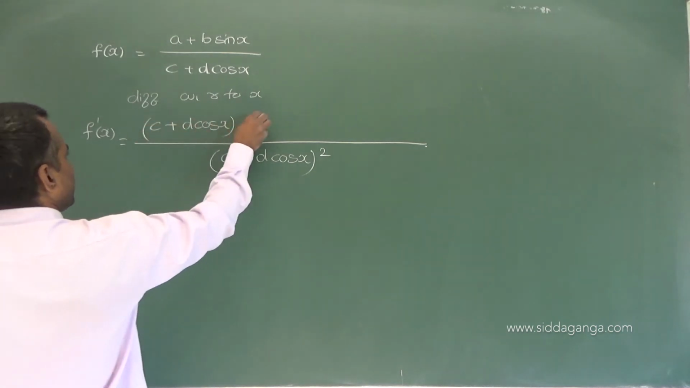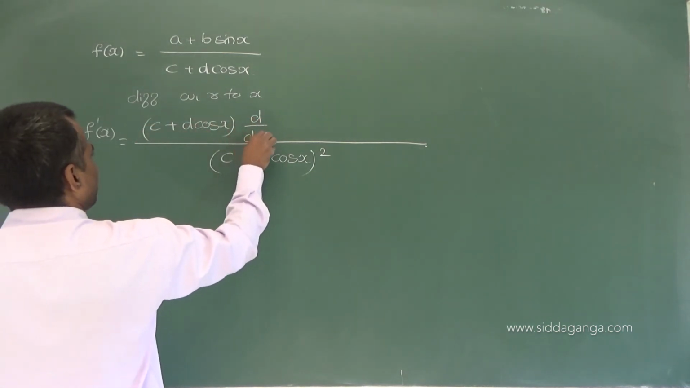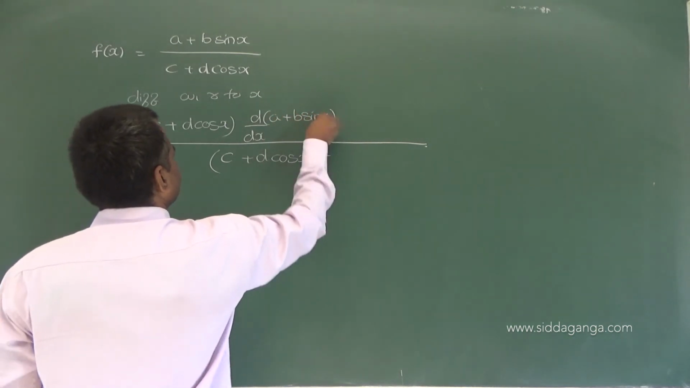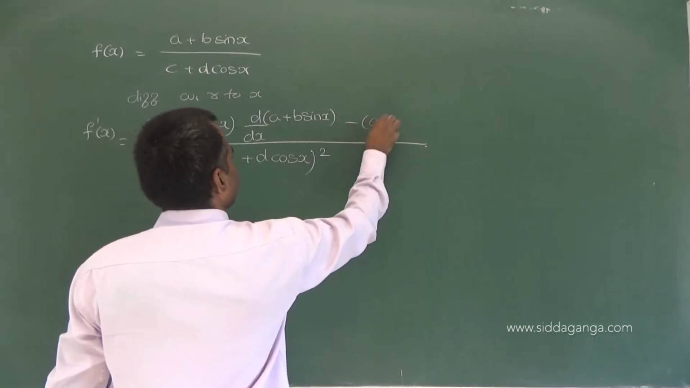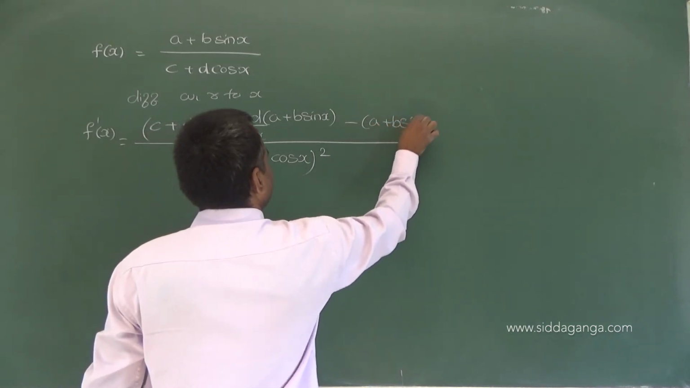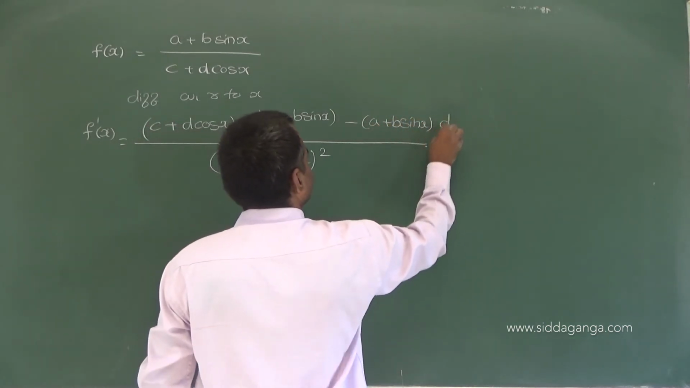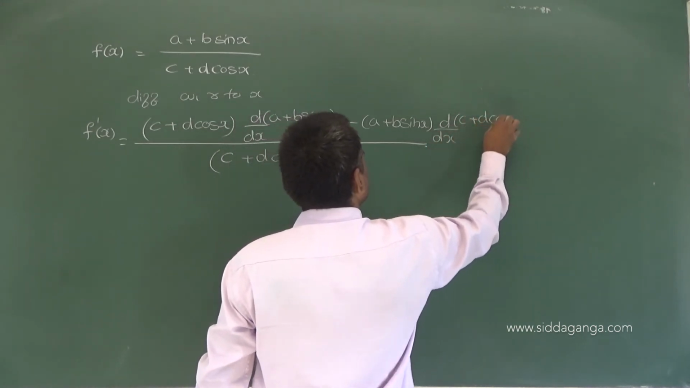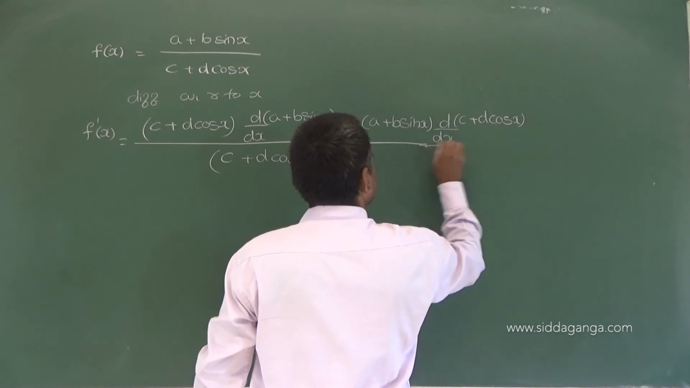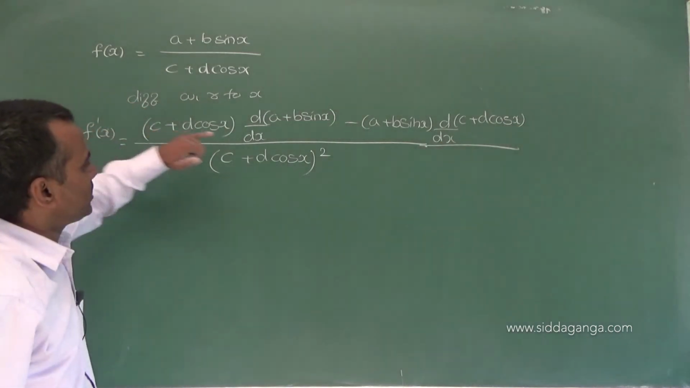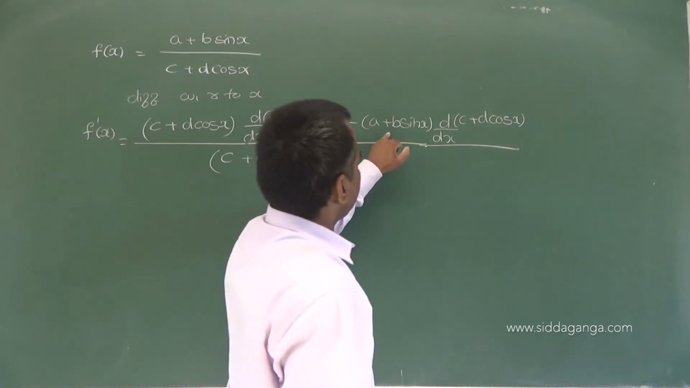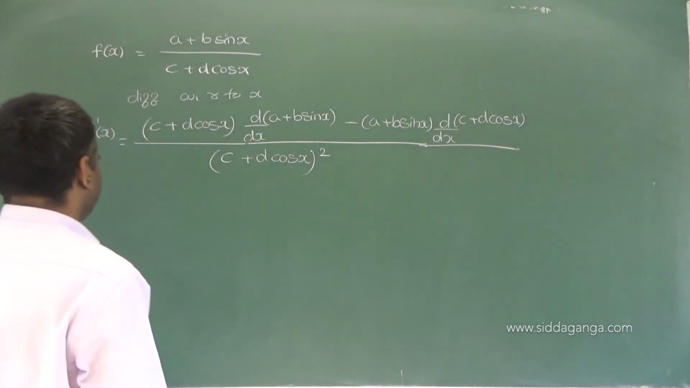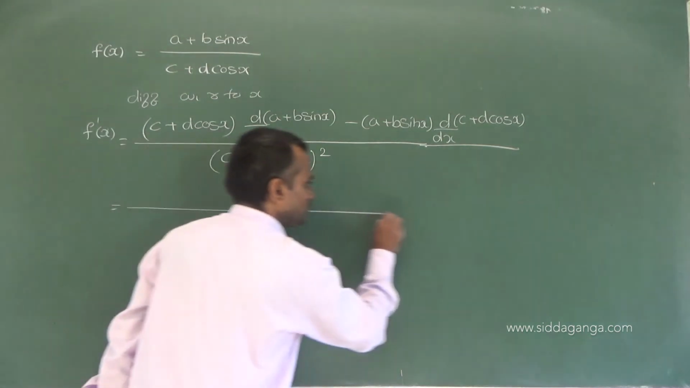Denominator into d/dx of sin x minus (a + b sin x) into d/dx of cos x. Observe here: denominator into derivative of numerator, minus numerator into derivative of denominator.